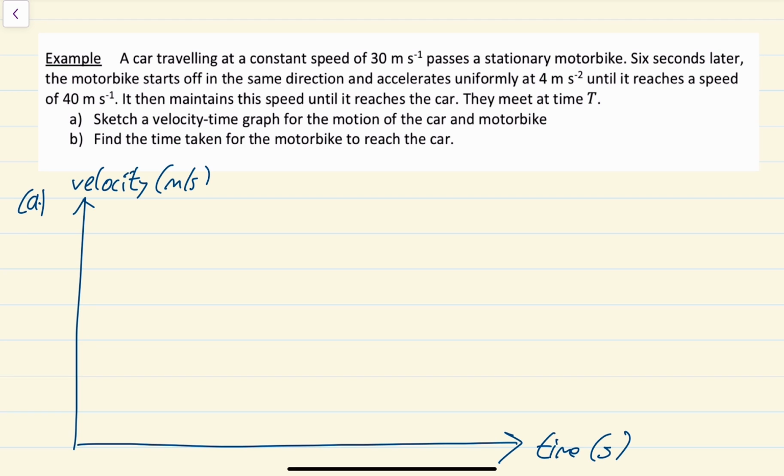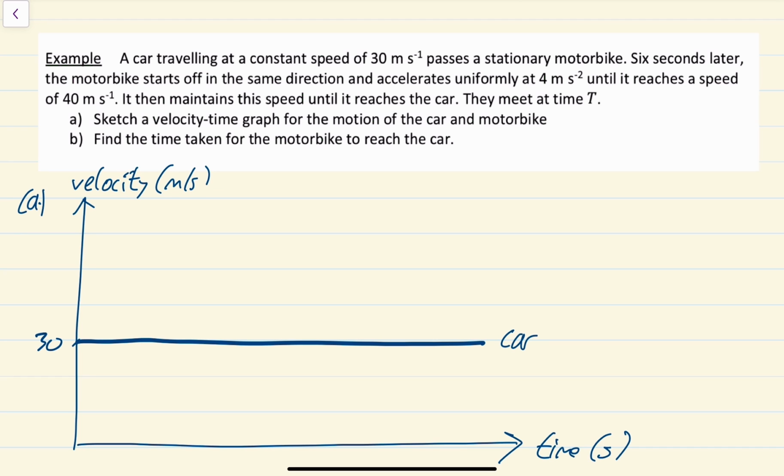Right, so first of all, a car traveling at a constant speed of 30. So I'm just going to do a wee mark up here. This is going to be my 30 here. And it's a car, going along at a constant speed, so I'll just mark on, that's my car. It passes a stationary motorbike.